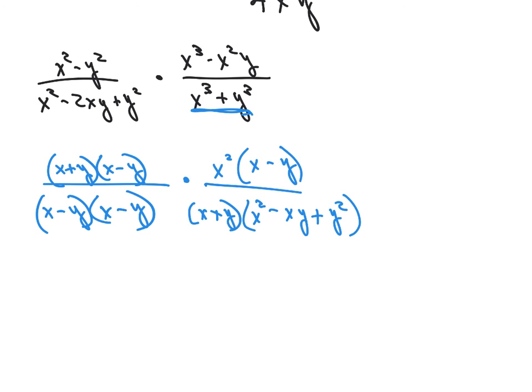Okay, so let's see what we can cancel here. That and that and that and that. What else? Oh, this and this. So we're left with x squared over this right there. And we're done. All right.